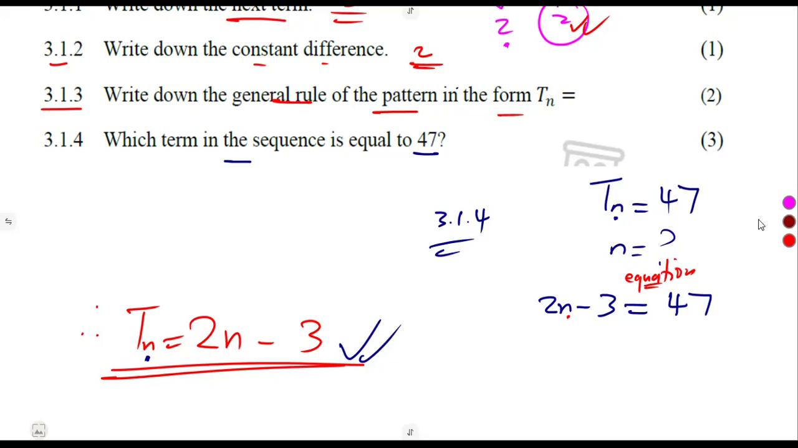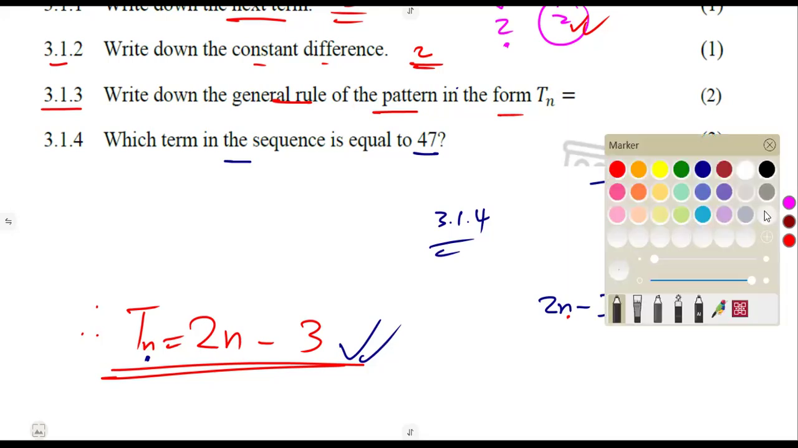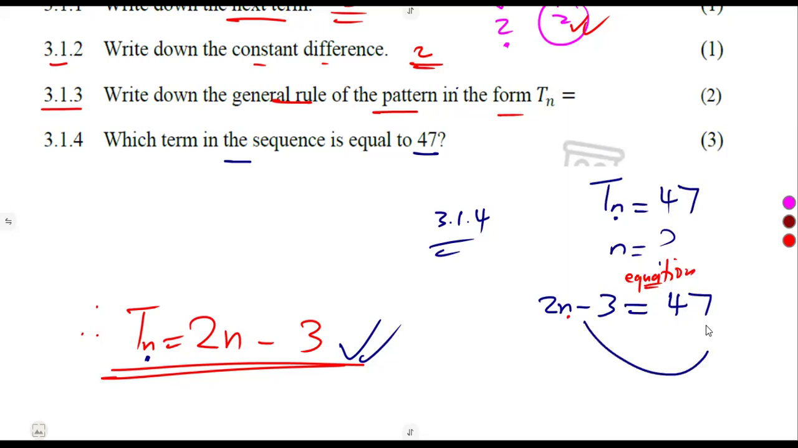All right. How do we solve for n from our equations from grade 8? We're going to take the -3 to the other side. It jumps the equal sign. It becomes a positive. So that's 47 plus 3.